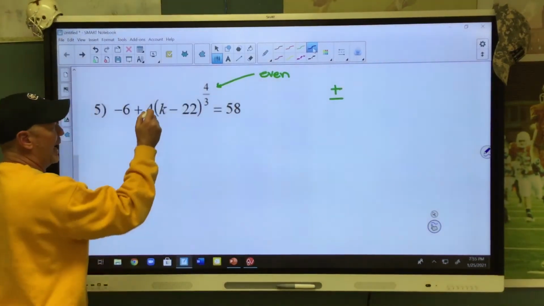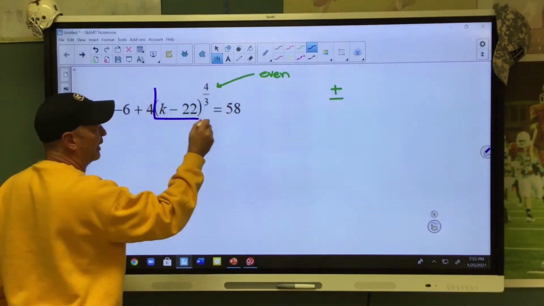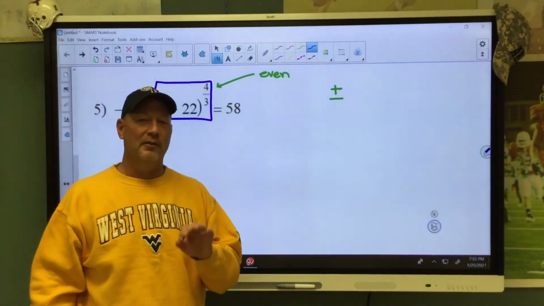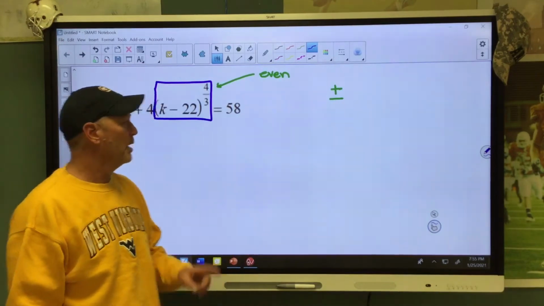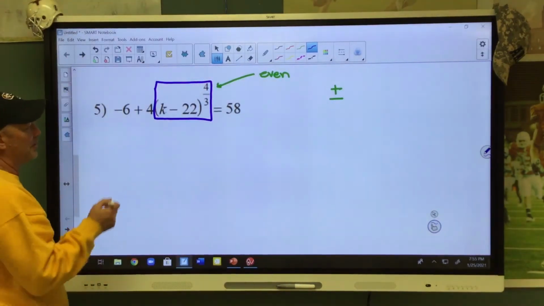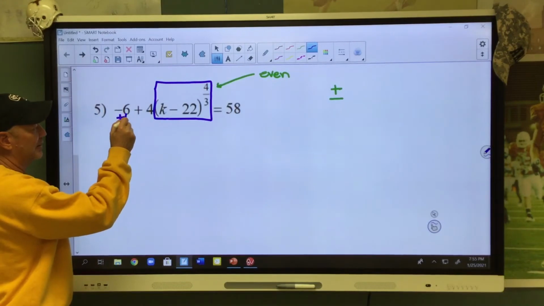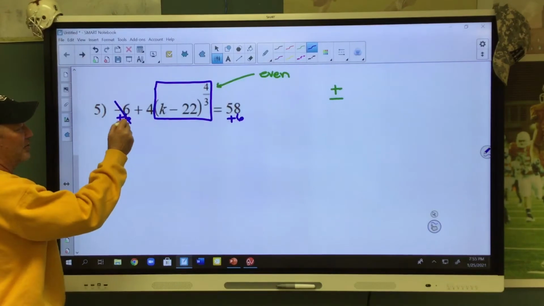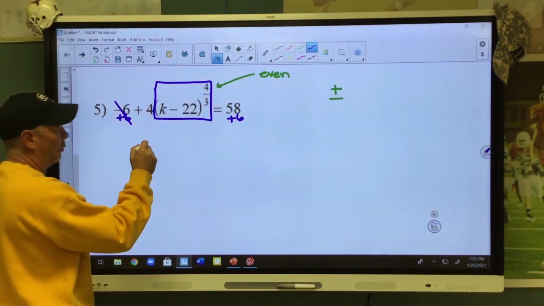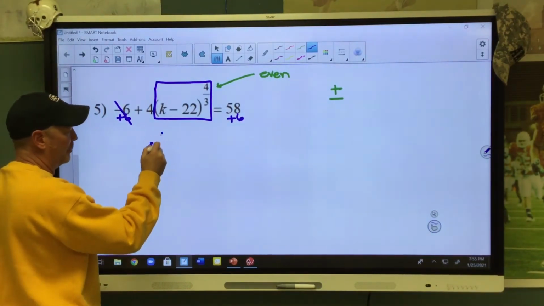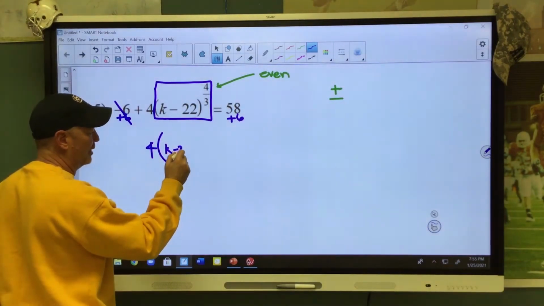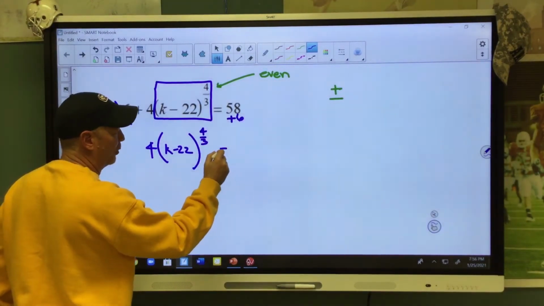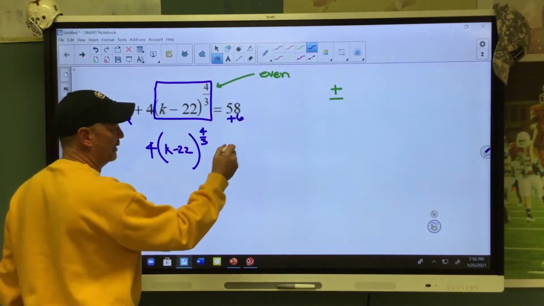Once again, I'm going to ask you to isolate the exponent portion. Take that portion and try to get it by itself. So the first thing I want to do is move the 6. I'm going to say plus 6, plus 6. That's going to cancel. We're going to be left with 4 times k minus 22 to the 4/3 power equals 58 plus 6 is 64.